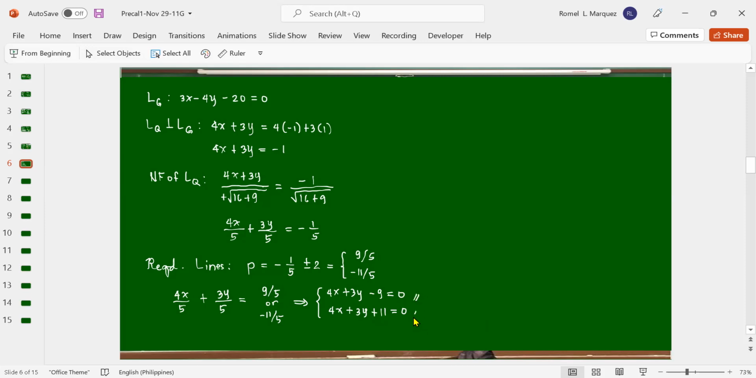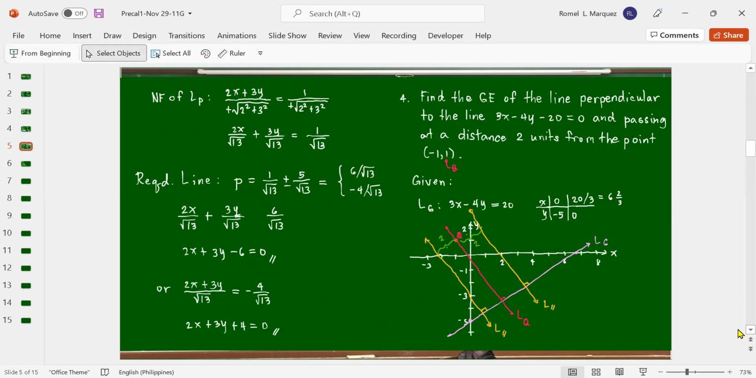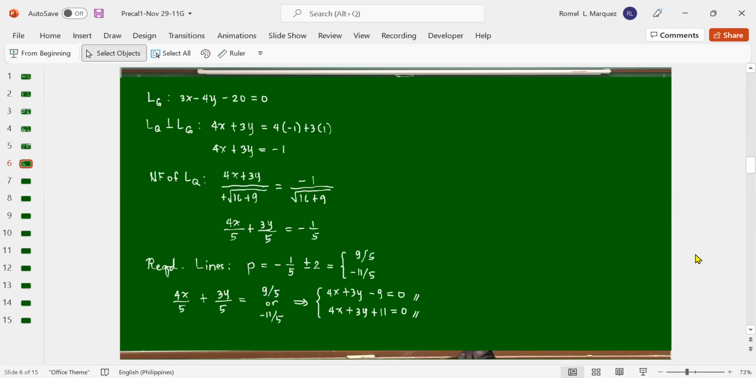So these are the required lines. Okay? These are the two possible lines satisfying the given conditions, and they are both perpendicular to the pink, the original one. And if you take the distance of these two lines from the point negative 1, 1, it is positive 2. And that is our next problem actually, guys.